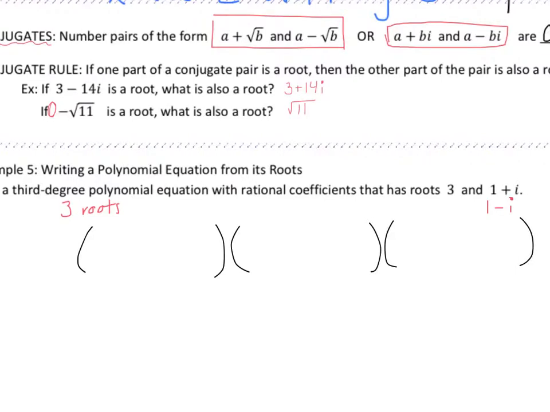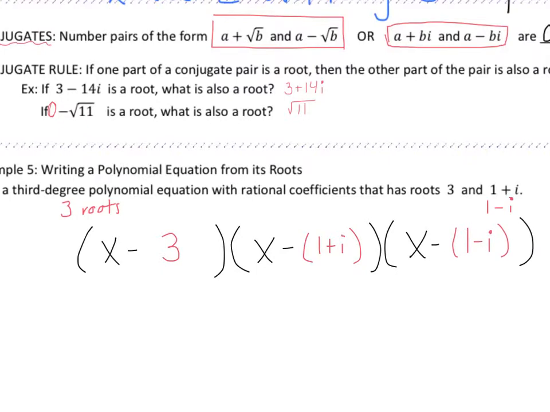So we've got 3 sets of parentheses to fill in. All of them, it'll be x minus whatever the root is. So we got all of our x minuses. Now we need to plug in our 3, our 1 plus i, and we got to put it in parentheses, and our 1 minus i in parentheses.